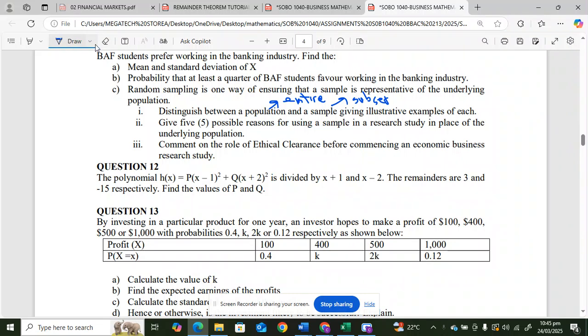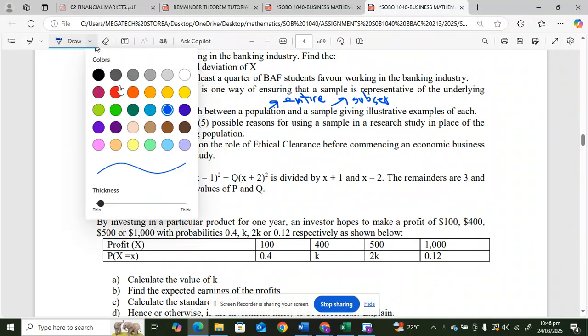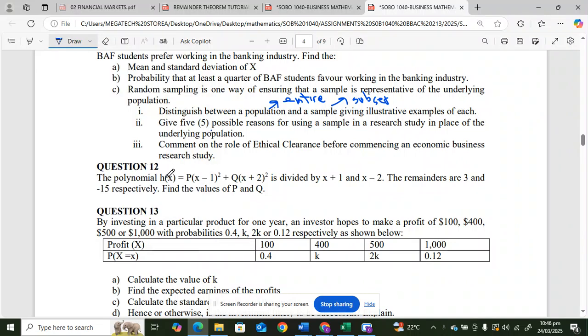Okay, we have the question here. The polynomial h of x equals p open brackets x minus 1 squared plus q open brackets x plus 2 squared. So this polynomial is divided by x plus 1 and x minus 2. And when you divide these polynomials, you get a remainder of 3.